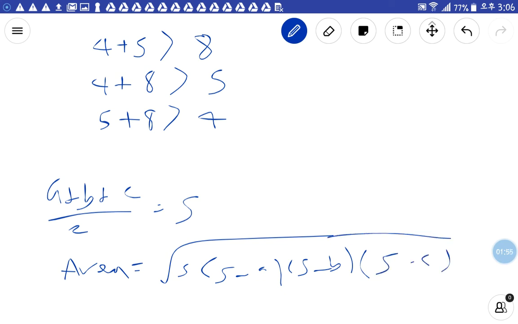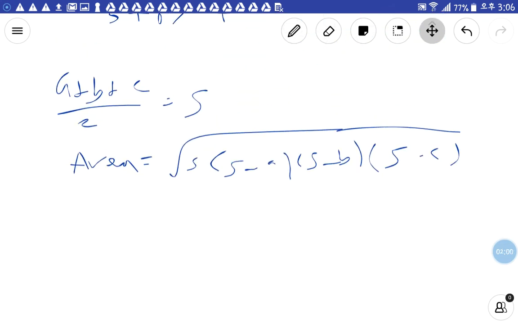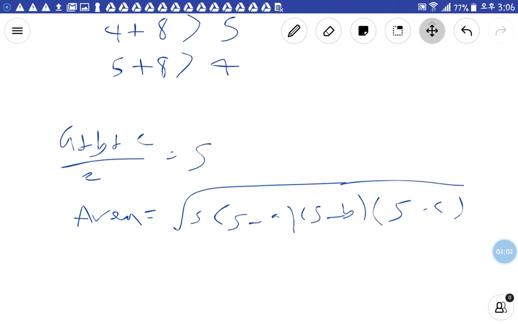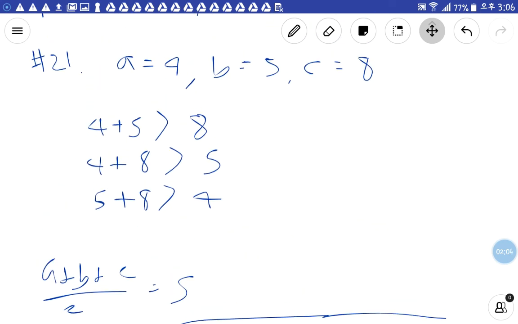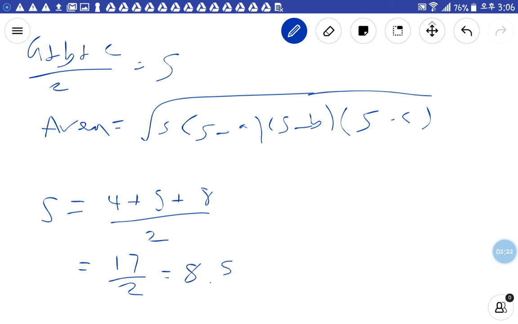Okay? So now we're going to find the semi-perimeter first. My question has 4, 5, and 8. So my semi-perimeter is 4 plus 5 plus 8 over 2, which is 9 plus 8, 17 over 2. And then that would be 8.5.